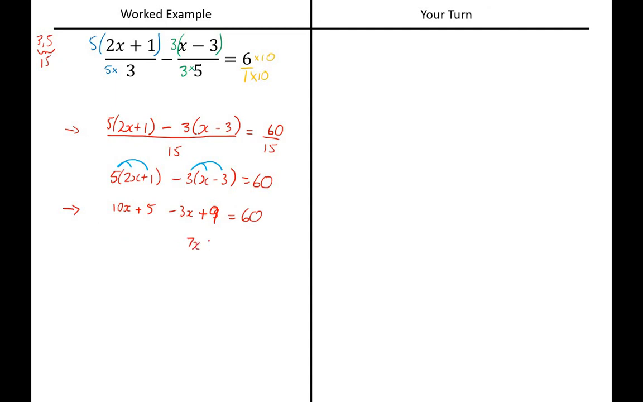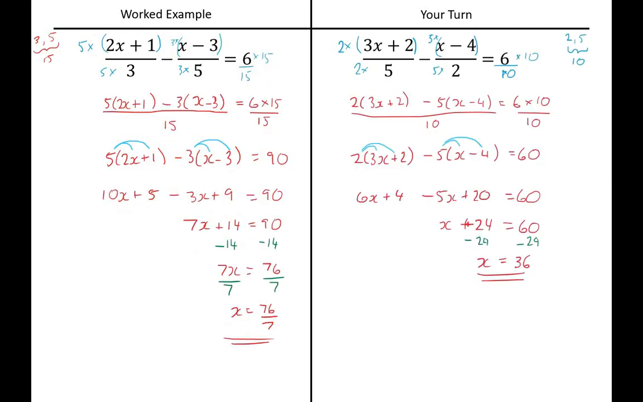So we end up with 7x plus 14 is 60. Okay, so we're going to need to take away 14 from both sides. So that leaves us with 46 this time. And then finally we're going to divide by 7. So we've got 46 all over 7. Okay, right, so now your turn. Pause the video and then check your answers. Okay, I hope that helps.